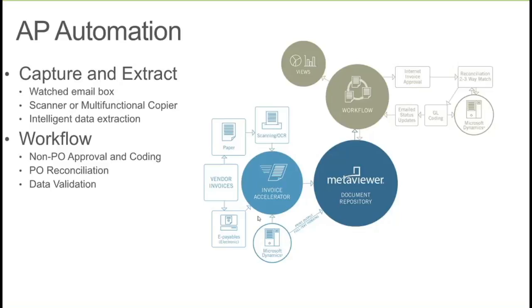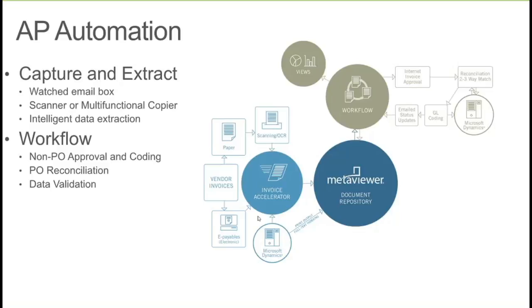The non-PO workflow interacts with your Dynamics system, but captures the documents. They get routed around for approvals. We interact with your Dynamics system to pull back defaults from the vendor records. Are they a 1099 vendor? What is the default coding that you have set up associated with that vendor? We do terms and calculate due dates and discount amounts and discount dates and all those types of things by interacting directly with that system.